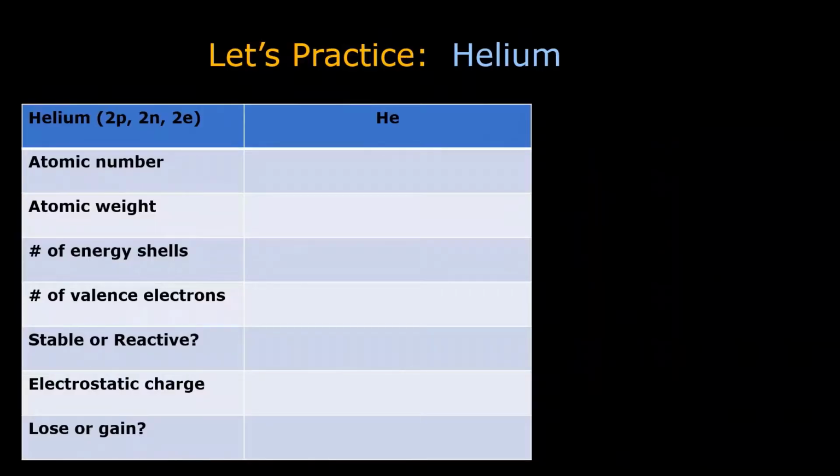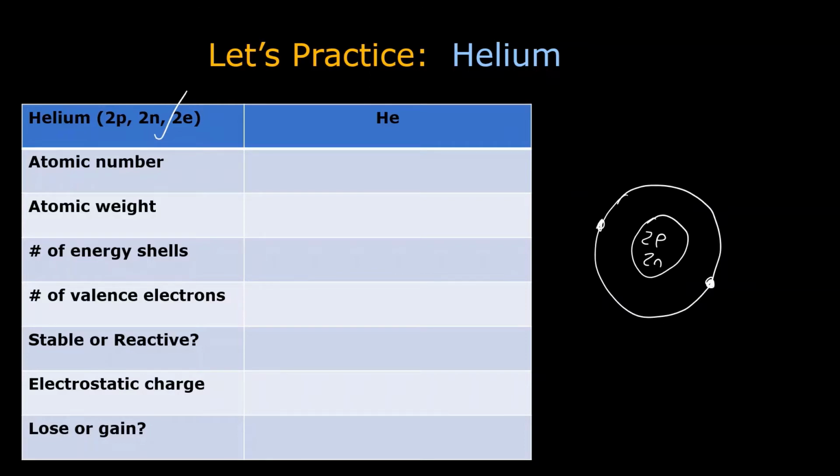Okay, let's look at helium. I've been given some information right here about helium: 2 protons, 2 neutrons, 2 electrons. I know I can draw that like this. 2 protons, 2 neutrons, and the electrons are going to go out here in a shell. There's only 2 of them. I know that's what fills the first shell, so its valence shell is full with 2 electrons.